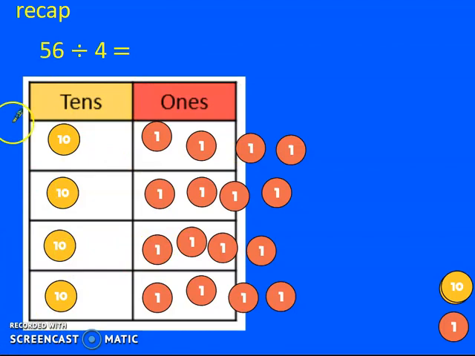So how much do we have in each column? We have 10, 11, 12, 13, 14, and we have that in each one. So 56 divided into 4 groups equals 14. Well done.